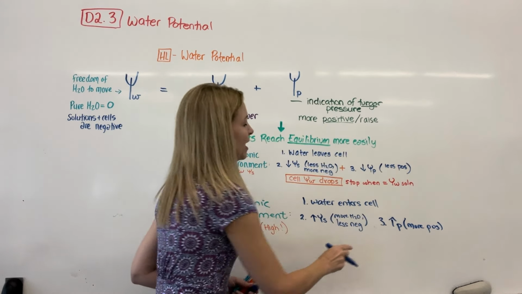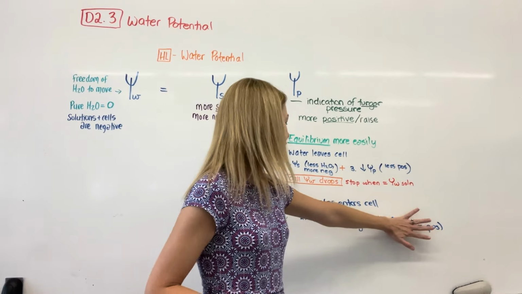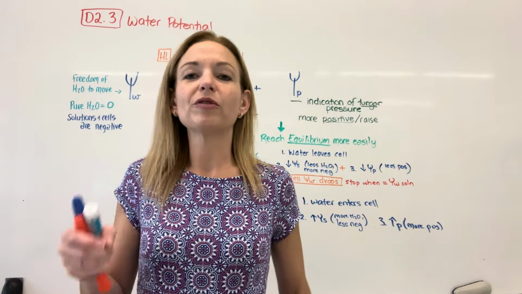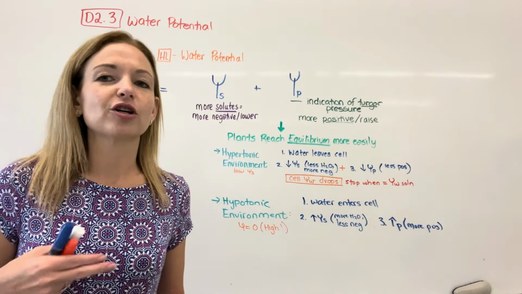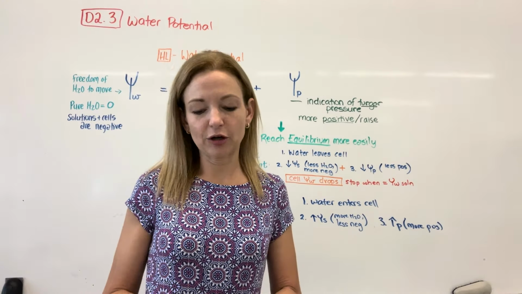So again, if you were looking at an animal cell, this would not happen. Even though you dilute it, because you can never get it down to 0 solutes, animal cells are going to end up bursting because they cannot reach equilibrium.